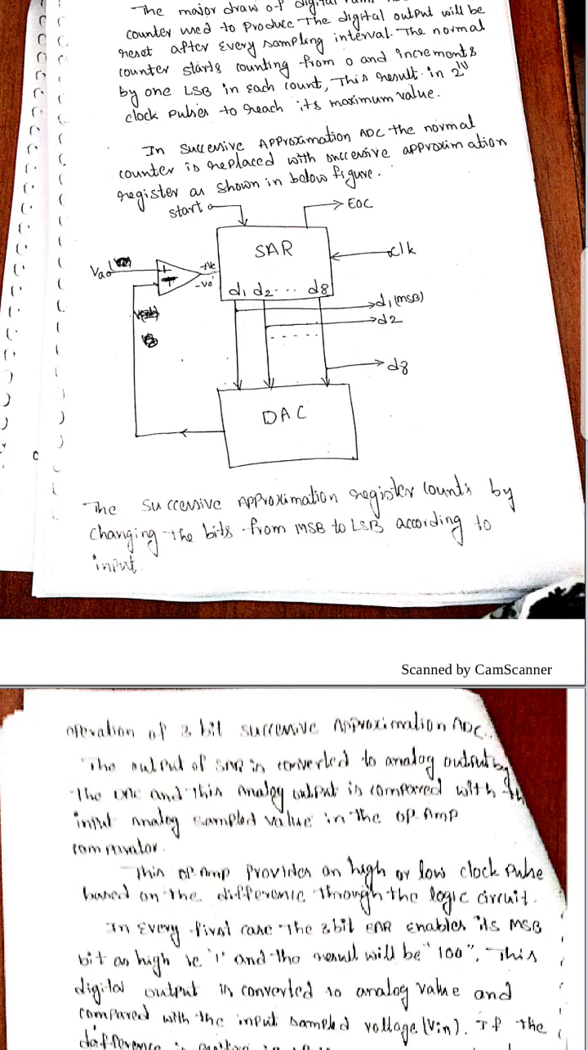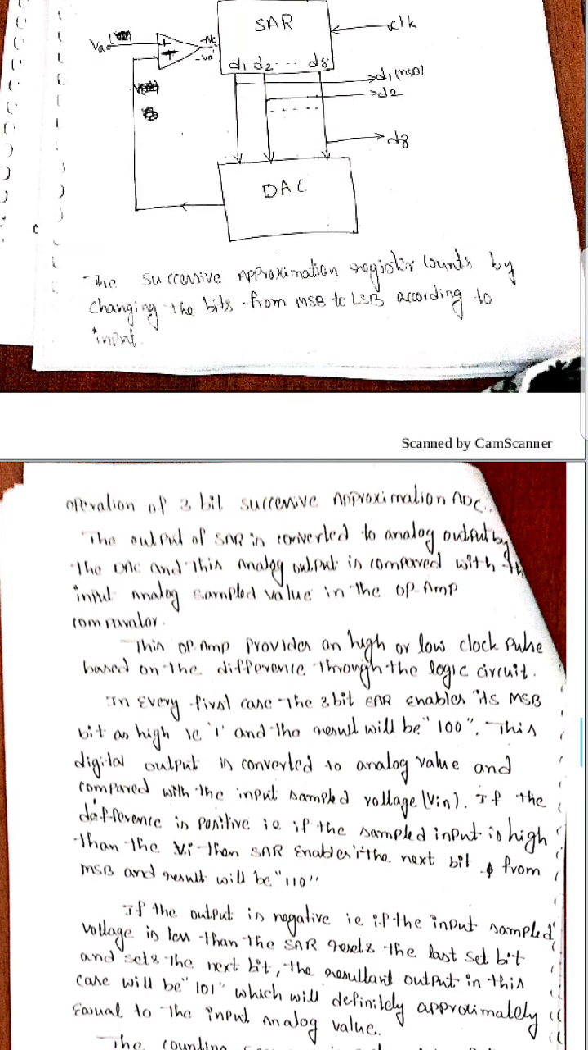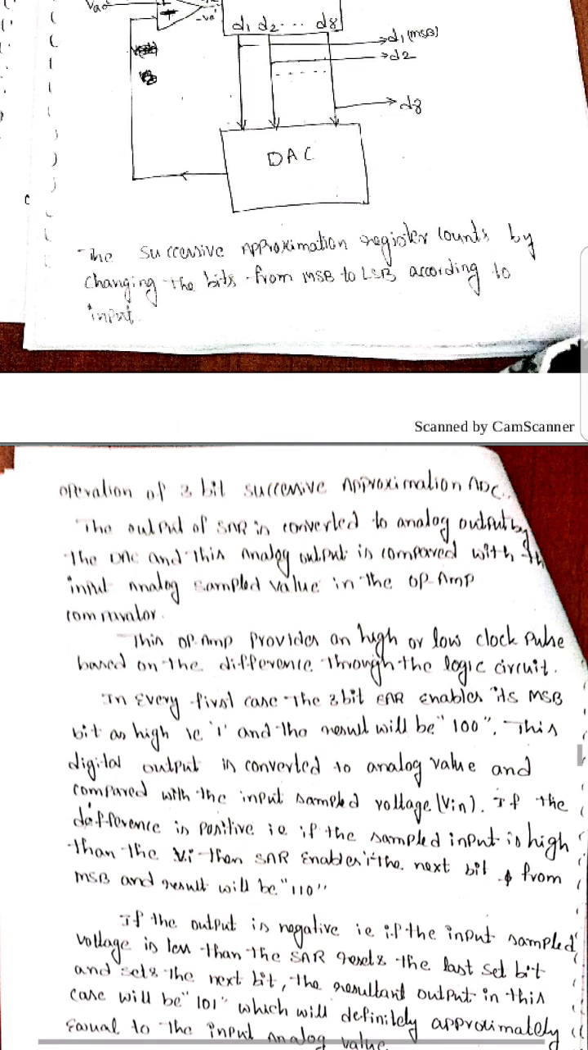In successive approximation ADC, the normal counter is replaced with the successive approximation register. This is the circuit diagram of the SAR, successive approximation register. We are taking here the SAR, a DAC and one comparator. The successive approximation register counts by changing the bits from MSB to LSB according to the input. Here is the operation of the 3-bit successive approximation: the output of the SAR is converted into analog output by the DAC, and this analog output is compared with the input analog sampled value in the op-amp comparator. The op-amp provides a high or low clock pulse based on the difference through the logic circuit.